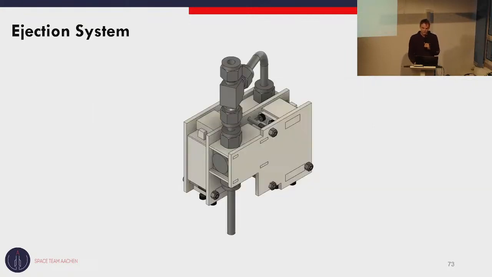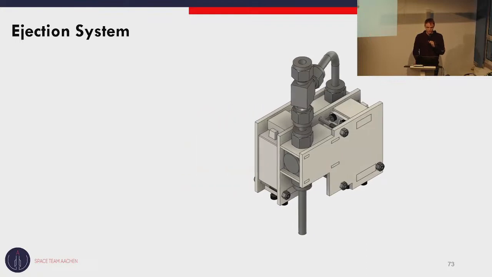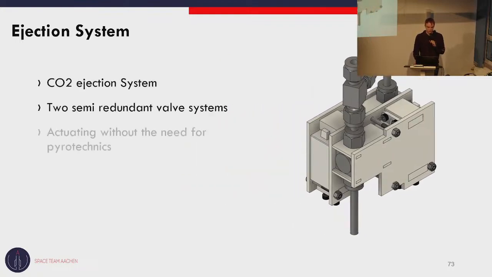So now I will talk about our ejection system. The ejection system is also without any pyrotechnics. It is situated in the nose cone and has a semi-redundant valve system. It's semi-redundant because it only has one tank.